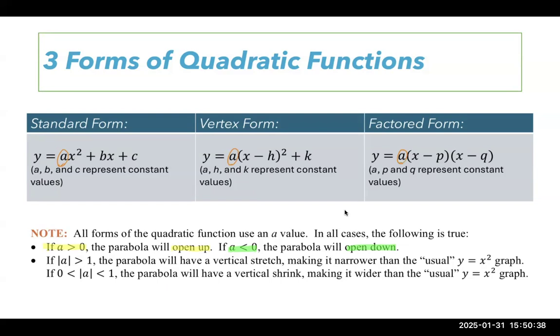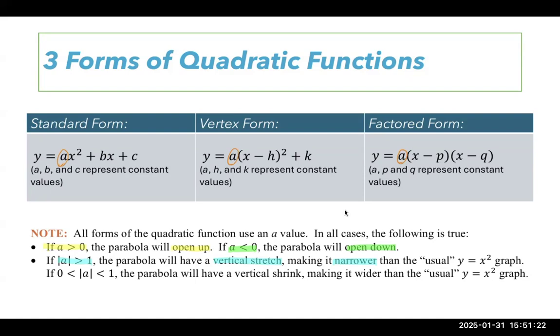Another thing that the a can tell you is how wide or how narrow your parabola is going to be. If you take the absolute value of a, meaning we don't care if it's positive or negative, and that value is greater than 1, then your parabola is going to have what's called a vertical stretch. If you stretch something up and down, you end up with something that's narrower than the usual y equals x squared graph.